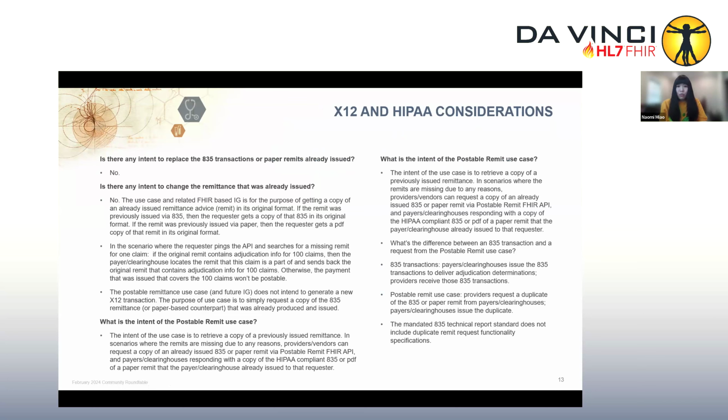So before we get into why remits tend to get lost in the first place, I just want to highlight that this use case is not trying to replace 835s. The postable remit FHIR use case would neither corrupt nor impact the initial 835 transaction's compliance with the current standard. There is not an existing EDI transaction that allows providers to request a duplicate copy of an already issued remit today. So the postable remit FHIR IG can bridge that gap and bring automation to the missing remit retrieval process, which is currently manual today. Next slide, please.